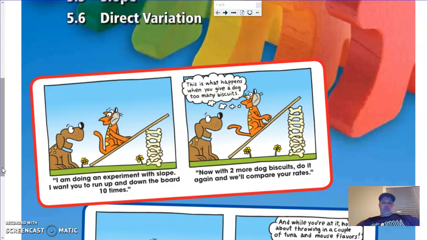As you are aware, we usually have a couple of cartoons. As you can see, the dog is doing an experiment with slope. "I want you to run up and down the board 10 times. Now, with 2 more dog biscuits, do it again and we'll compare your rates." This is what happens when you give a dog too many biscuits. So one of the things that we are going to talk about is unit rates. So when there were this, we can find out how many there were per bone or per hour or something like that. So we will be doing some things like that.